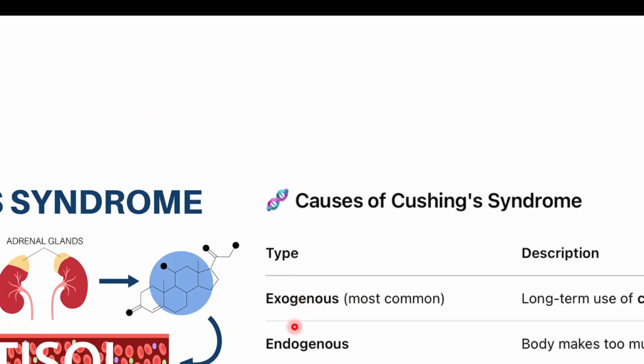Many types of causes. Exogenous, most common: long-term use of corticosteroid medications like prednisone. Endogenous, body makes too much cortisol due to Cushing's disease. Pituitary tumor, excess adrenocorticotropin releasing hormone, which is leading to more cortisol. Adrenal tumor, tumor in the adrenal gland, excess cortisol. Or ectopic ACTH, ACTH producing tumor in the lungs or somewhere else in the body.